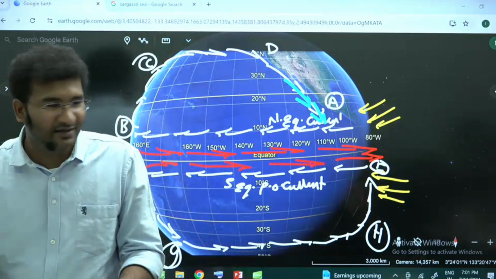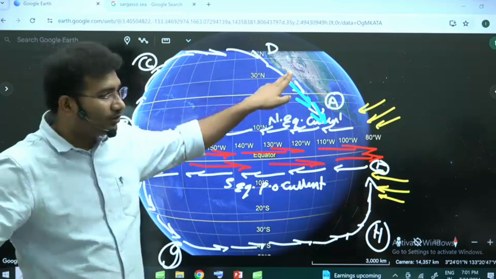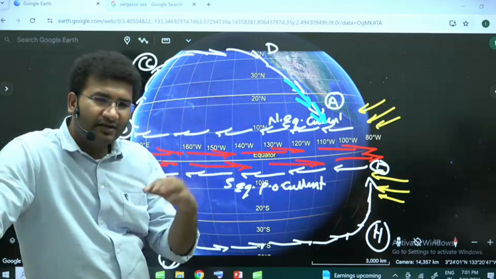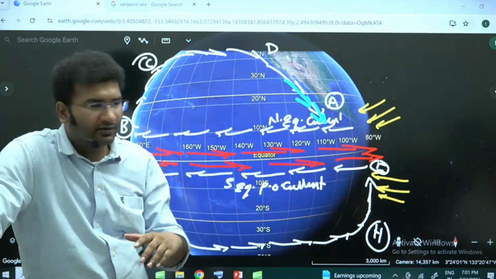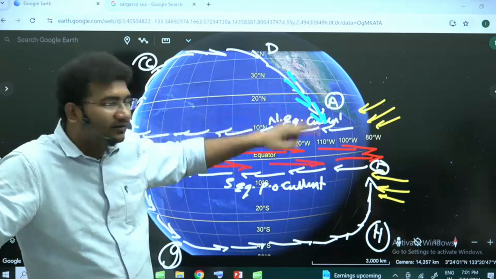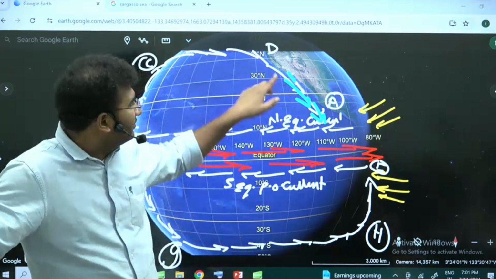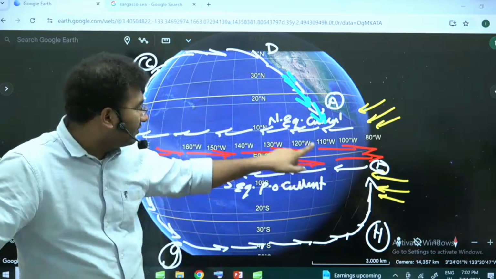It is the California current. Okay, because look, this small one. Now whenever you want to understand in a little more detail, go to the physical map. There you will find this is California. So that's why it is called the California current. North equatorial current.